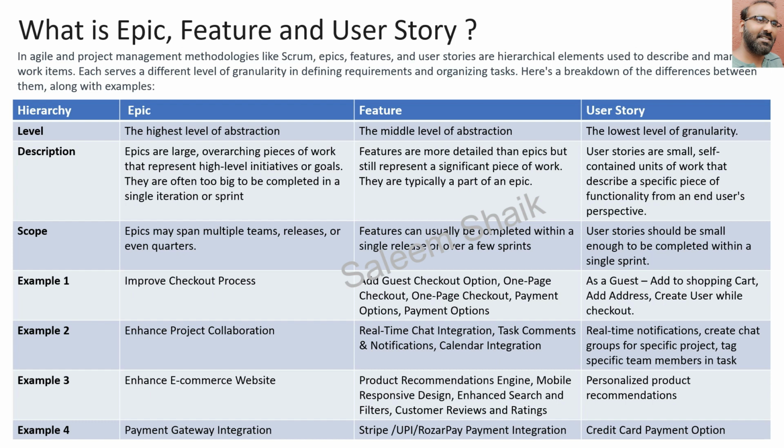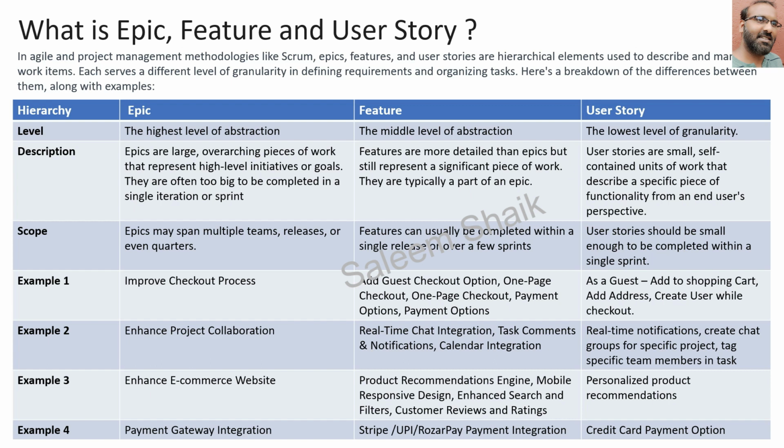But when it comes to a feature, features are more detailed than epics, but still represent a significant piece of work that is typically a part of an epic. Features are usually completed within a single release or a few sprints. User stories are very small, self-contained units of work that describe a specific piece of functionality from the end user's perspective. A user story should be small enough to be completed within a single sprint.